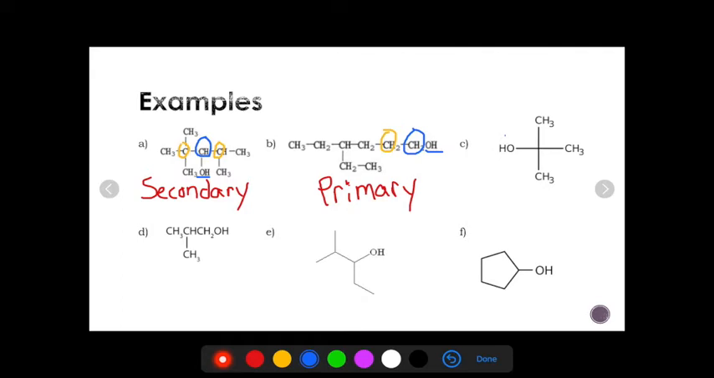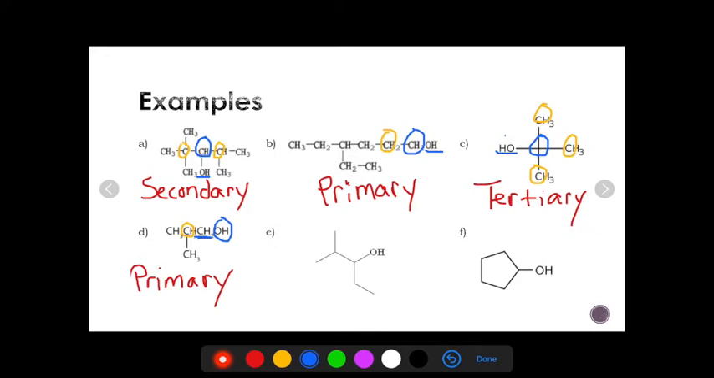On this one, here's the OH group, so we're looking at this carbon right here. This carbon has 3 carbons attached to it. There's no hydrogen attached at all. So this is a tertiary alcohol. This OH group is right here, so we're looking at this carbon right there, and it's attached to only 1 other carbon, this one right here. So this is a primary. And here's our OH group, and our carbon is right here, and it's attached to 2 other carbons. So this is going to be secondary.